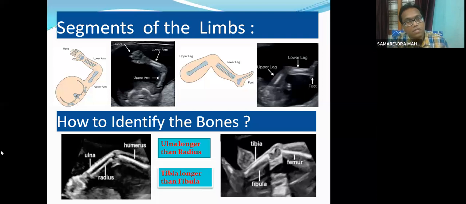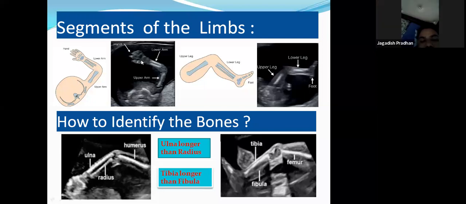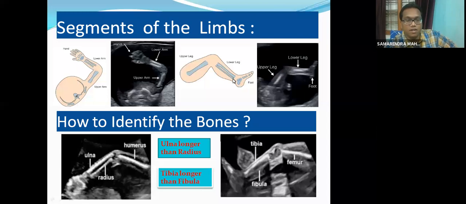In the upper limb, the image shows the graphical representation of the upper limb, where the upper arm is the most proximal segment, the lower arm is the middle segment, and the hand, the so-called extreme part, is the distal segment. And this is another image representing the lower limb: the upper leg, the proximal segment, the lower leg, the middle segment, and the foot. Then how to identify the bones?